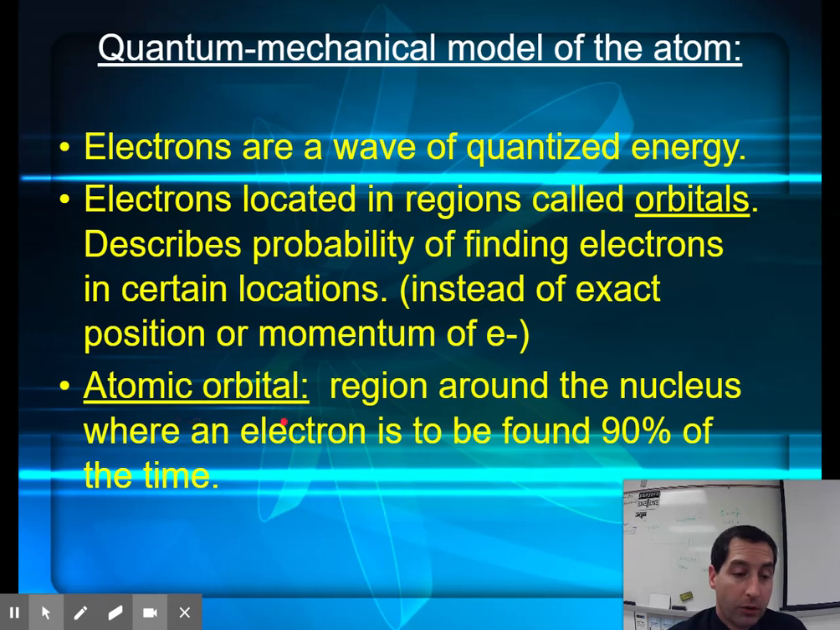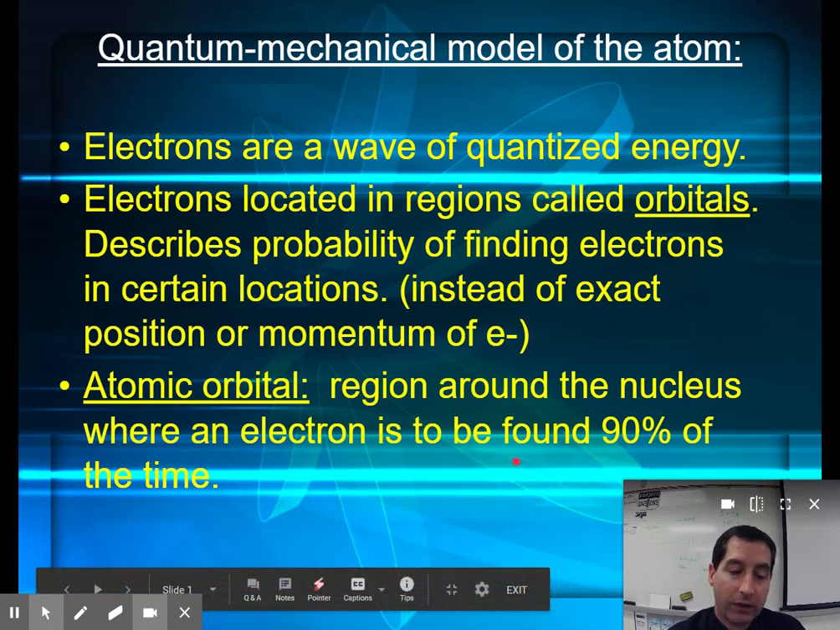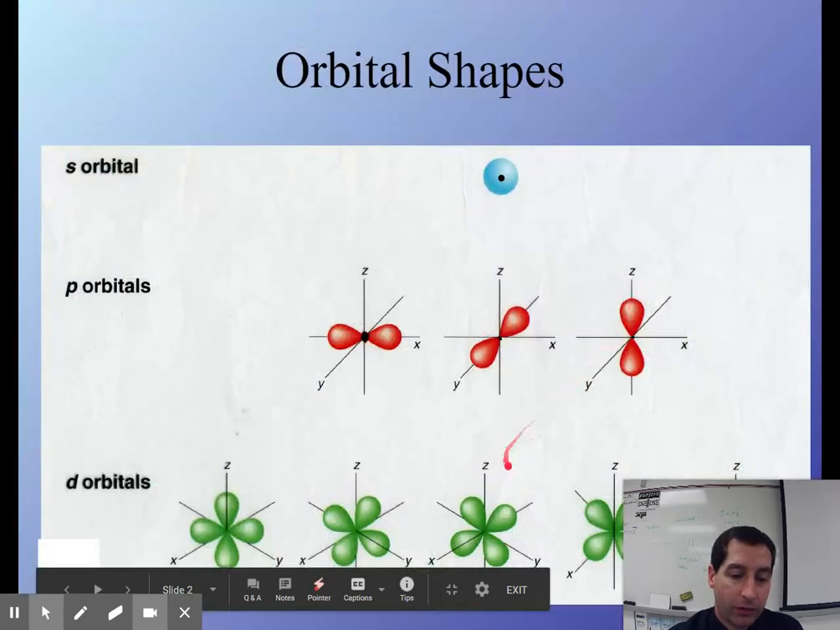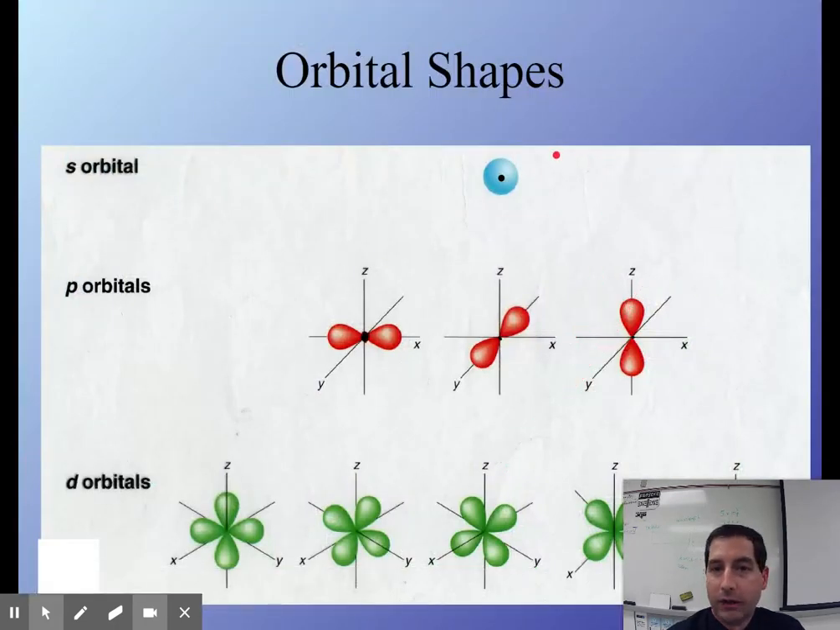So the orbital is the region of space. An orbit is a pathway, but an orbital is a region of space where this thing is going to be most of the time. Now, these orbitals have different shapes. So you might think of them all as a sphere or some kind of Jimmy Neutron thing, but they actually each have their own unique shape.